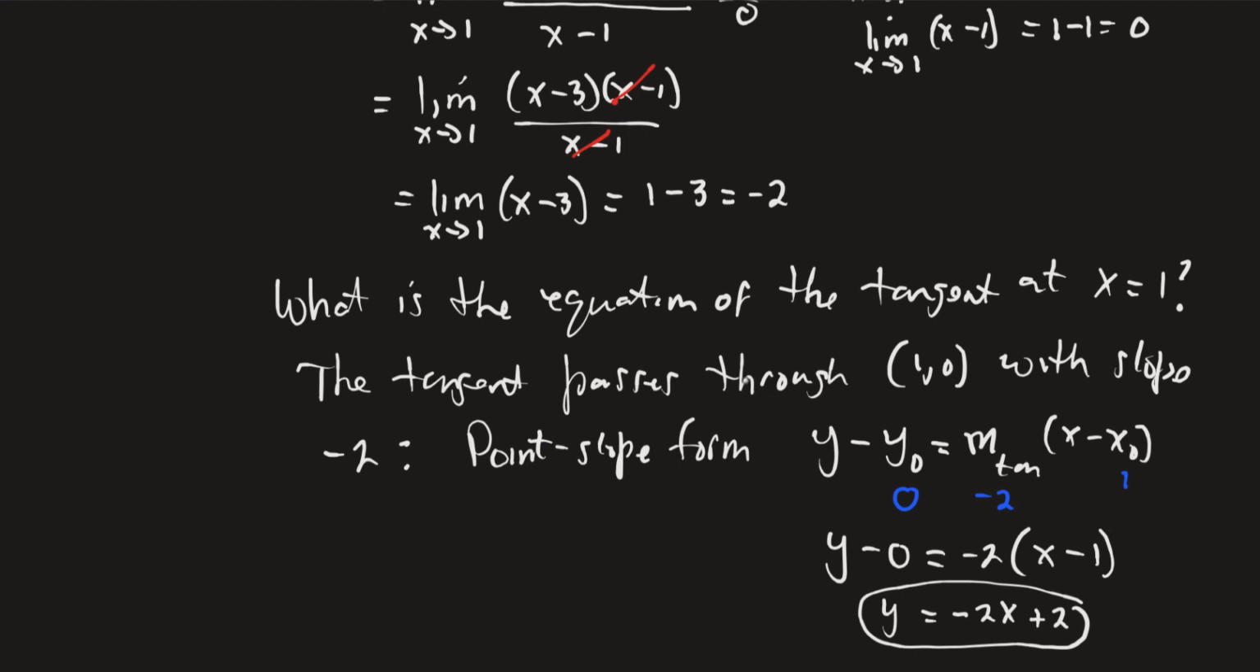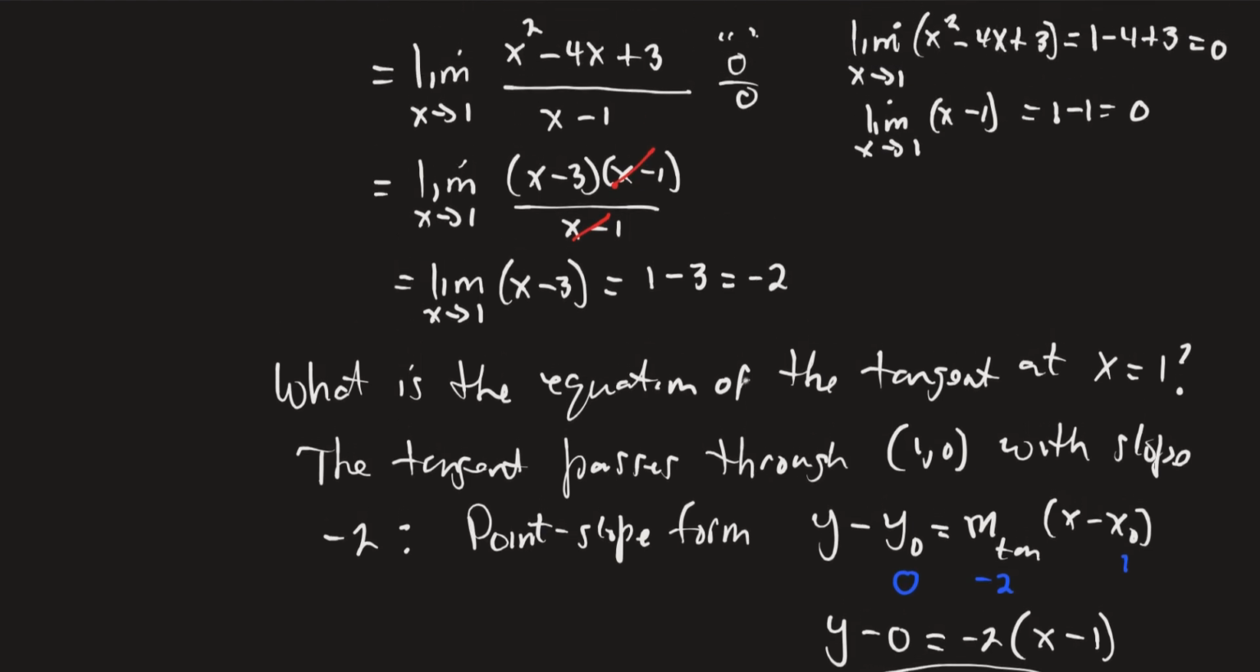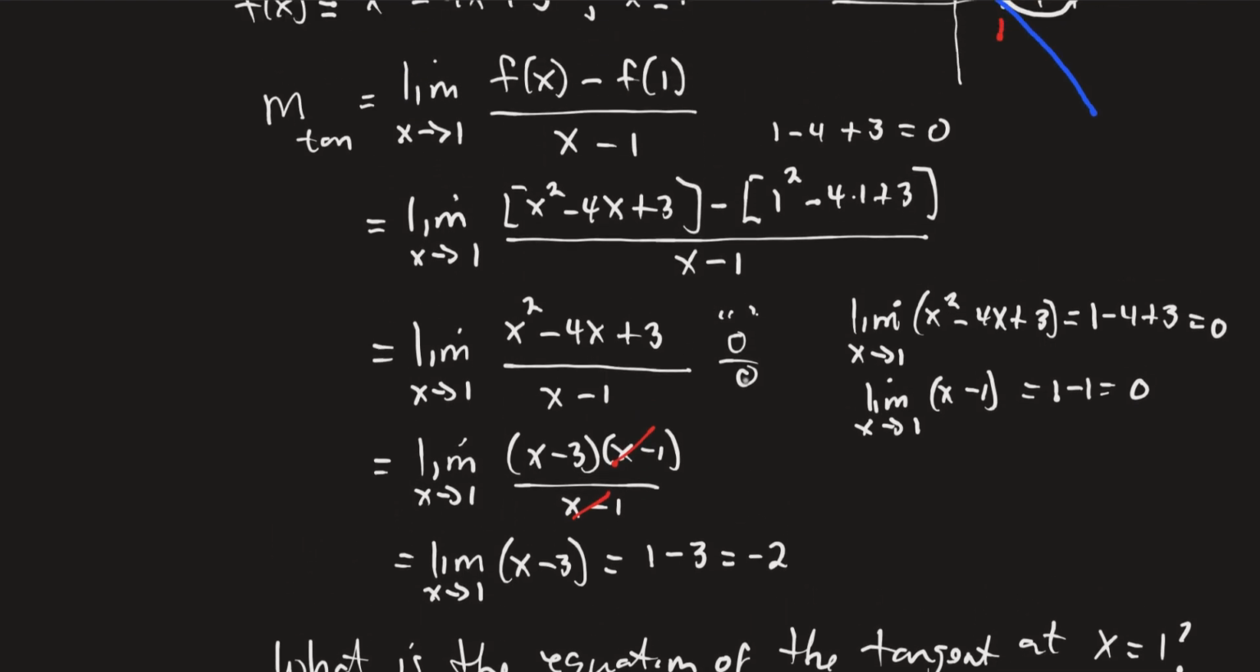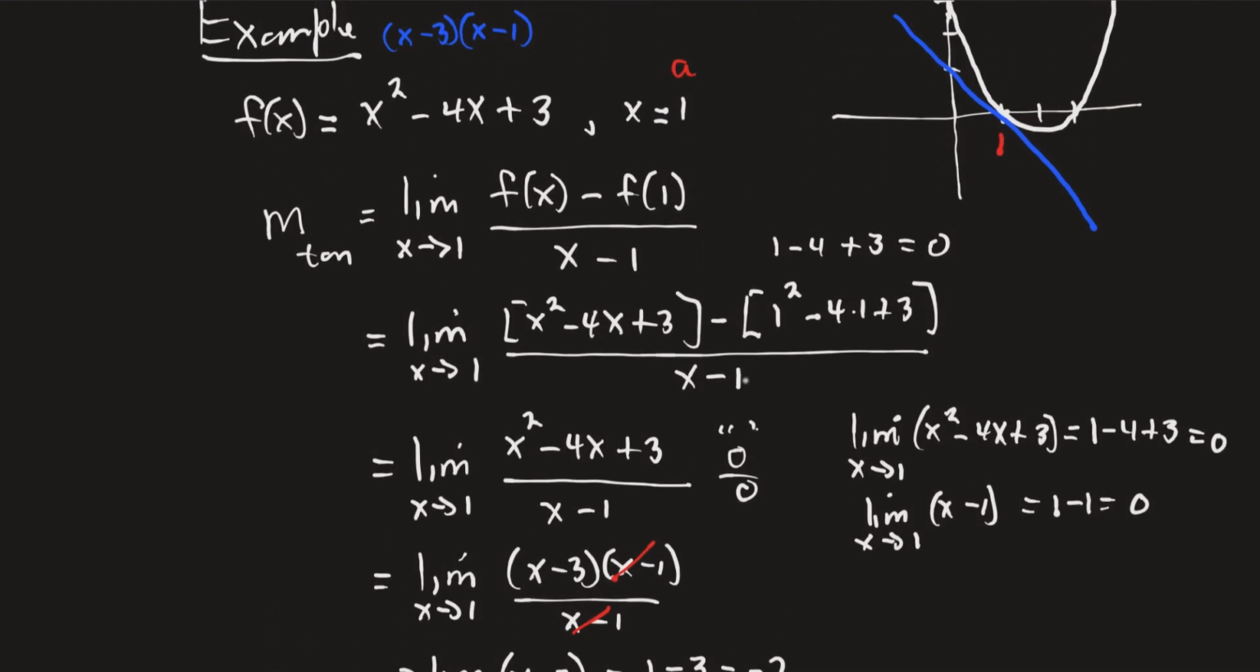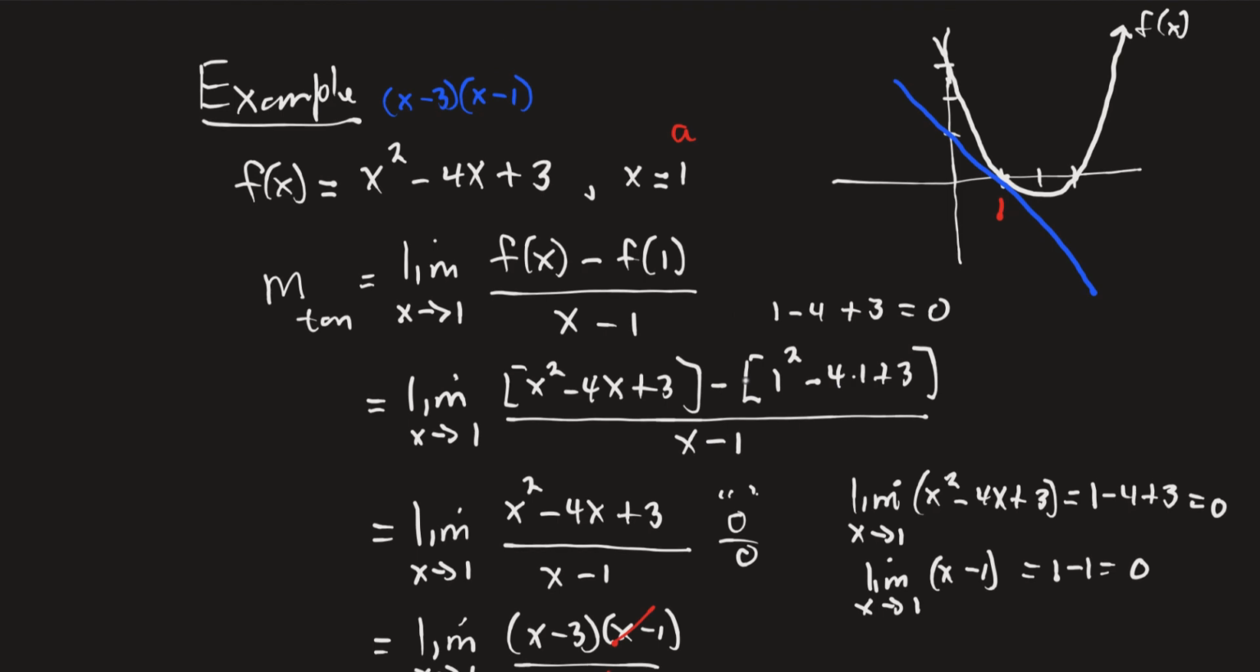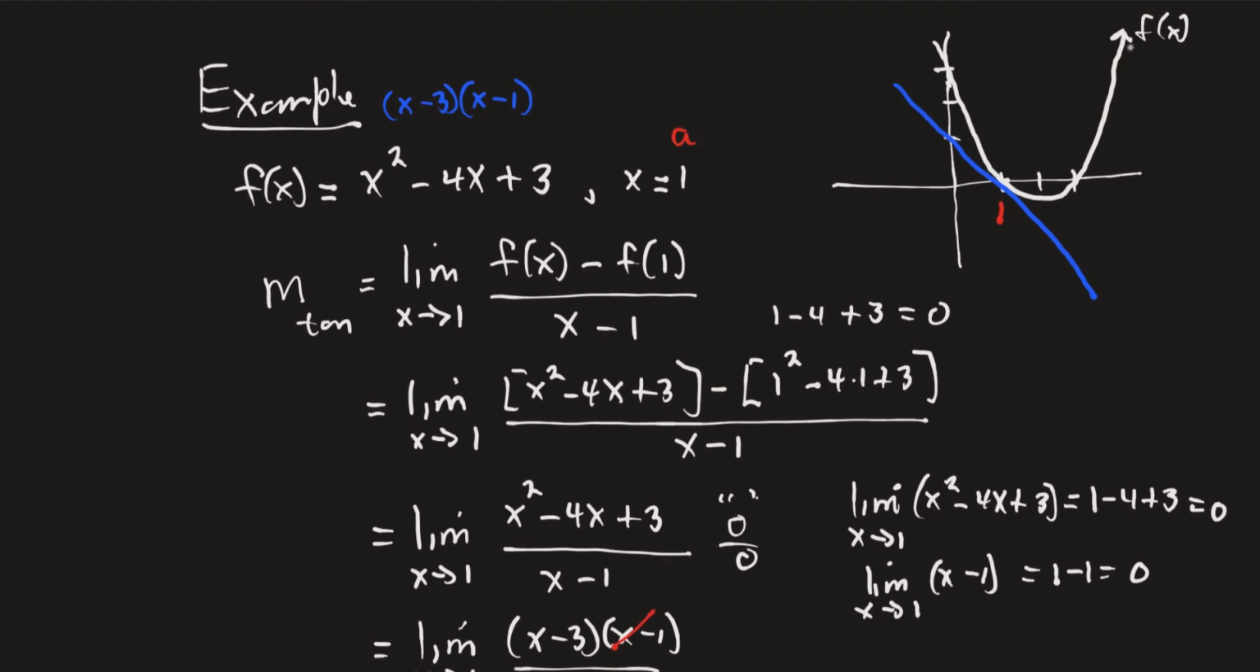So I'm going to scroll back up to the graph that we drew. And now we can add a lot more detail to this. There's the function, that's the parabola. And what I can now say is that the equation of the tangent line is y equals negative 2x plus 2. And there you go.